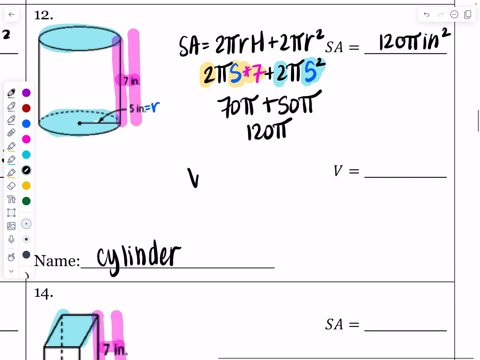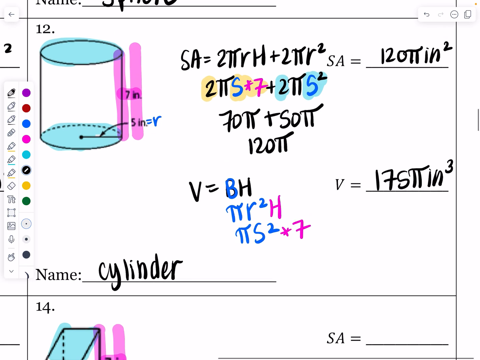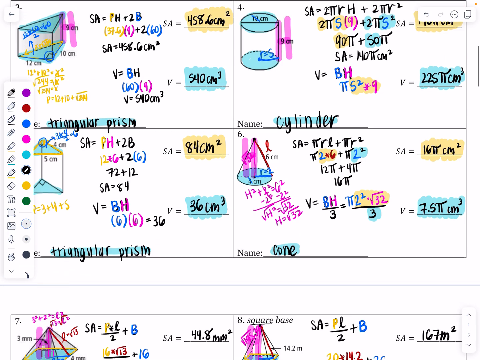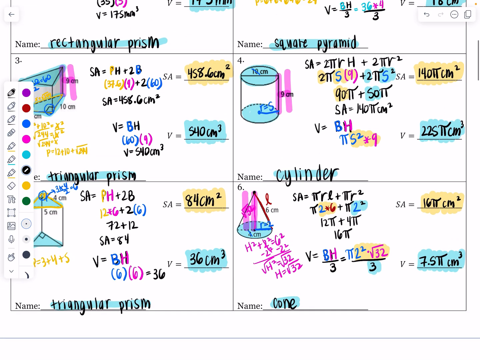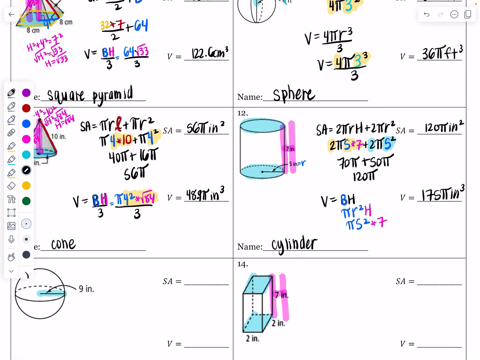All right, this makes my volume way faster. Base times height. And we've already found the base. B is pi r squared because it's a circle. So pi times the radius squared times my height. So that's going to be equal to pi times 5 squared times my height, which is 7. So 5 squared times 7 gives me 175 pi inches cubed. I feel like that was similar to a problem we had on the front page. The same thing? No, okay, so there was another cylinder on the front page, but it was not the exact same thing. On this cylinder, we were given the radius.